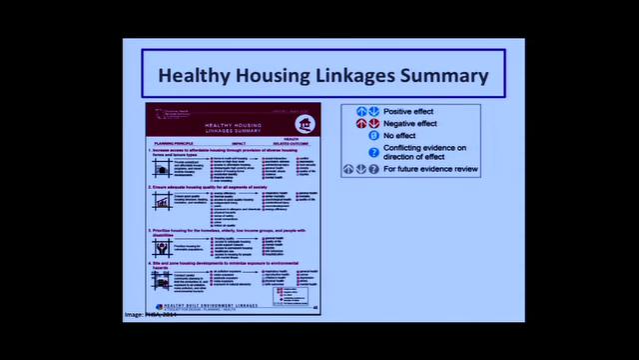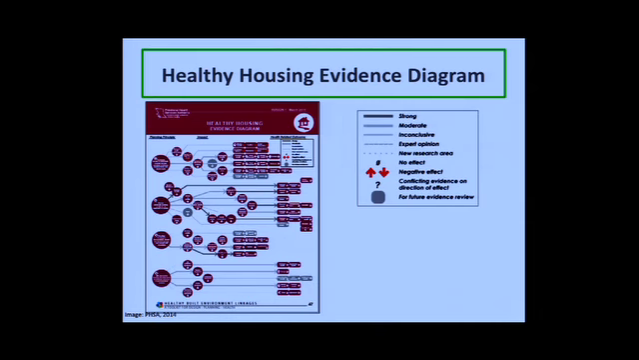The second graphic is called the Healthy Housing Linkages Summary, which serves as a quick visual summary of the research links between the 3 research variables, with the focus being to highlight the directionality of the research links. In the graphic, there's a legend provided just to provide clear communication of the symbols that are used. And the third one is called the Healthy Housing Evidence Diagram, which is similar to the Linkages Summary, but it provides a more in-depth visual representation of the research linking the 3 research variables.